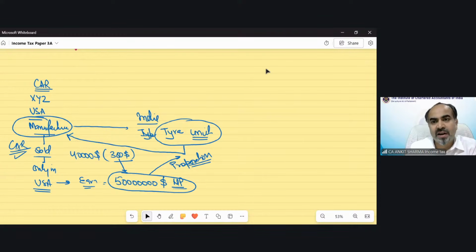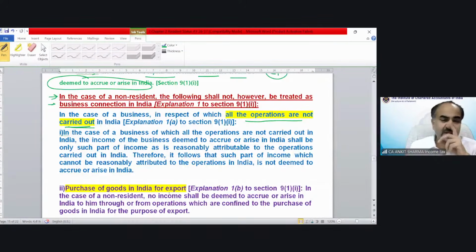So the first point regarding this: in the case of a business of which all the operations are not carried out in India, the income of the business deemed to accrue or arise in India shall be only such part of income as is reasonably attributable to the operations carried out in India. Therefore, that part could be treated as deemed to arise in India, and it would be taxed for all kinds of persons.